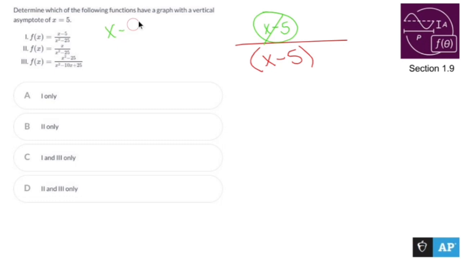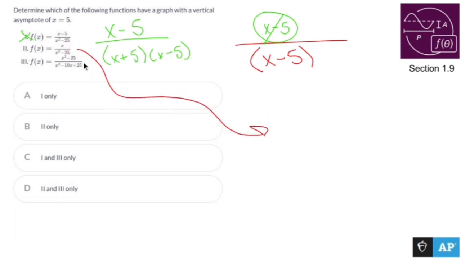A says x minus 5 over x squared minus 25, which is x plus 5, x minus 5. Oh, look, an x minus 5 on the top. Can't be a 1. Okay? 2 is x over x squared minus 25. So x over x plus 5, x minus 5. So there's an x minus 5 in the bottom and no x minus 5 on top. So 2 seems to do the job.